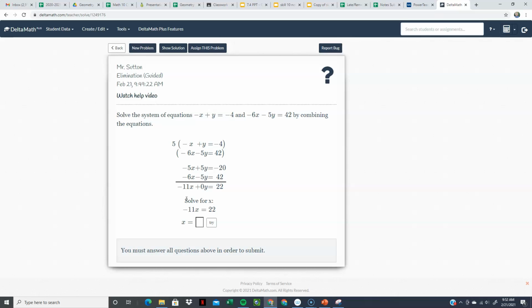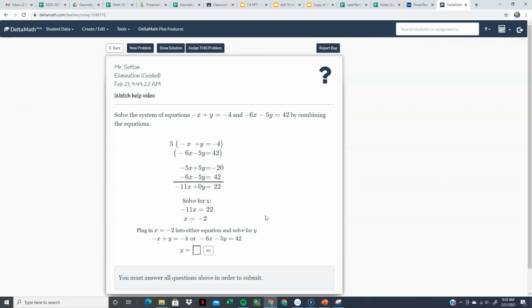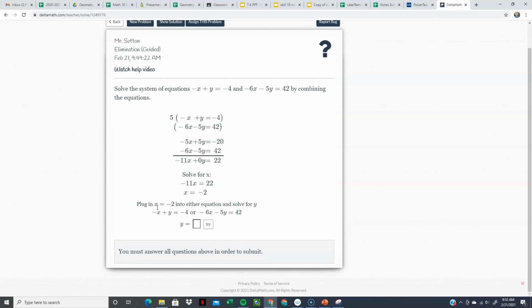So now we have our remaining equation, -11x equals 22. So we would have to divide both sides by -11, which would leave us with x equals -2. So now we plug in x equals -2 into either equation and solve for y. I'm going to go ahead and pause and do this now.